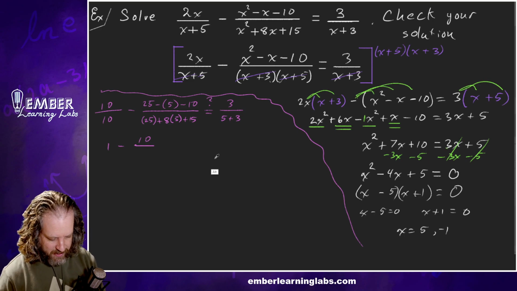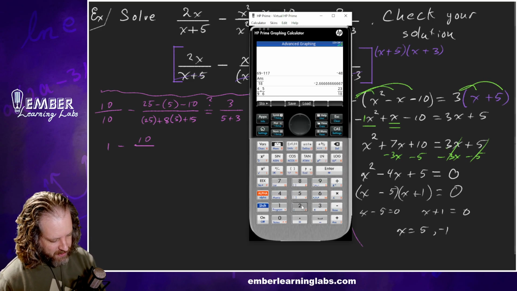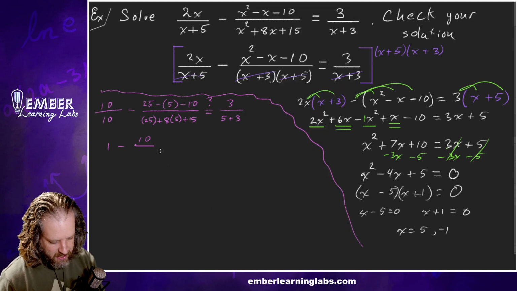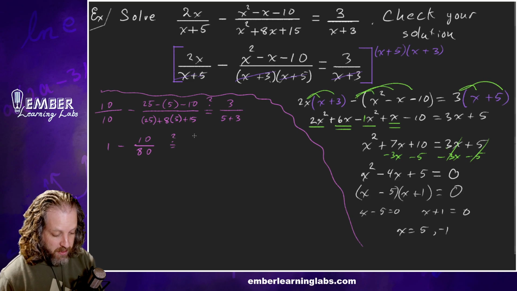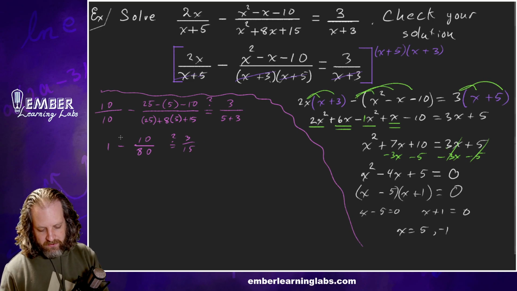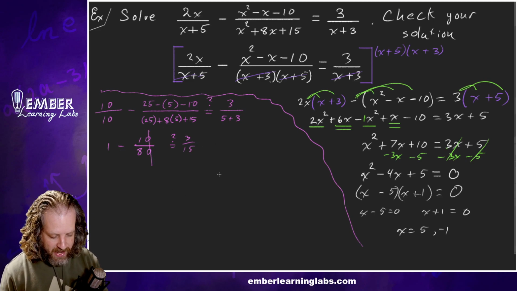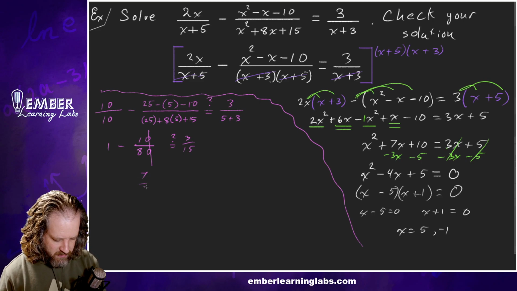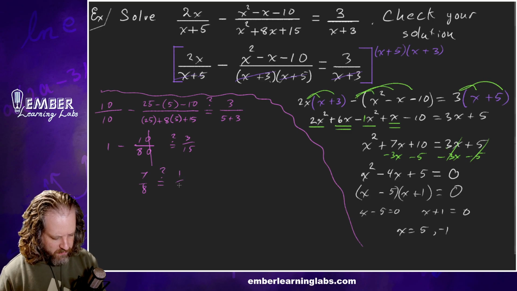I don't feel like doing that in my head. Let's chuck that in the calculator. 25 plus 8 times 5 plus 15 equals 80. Does that equal 3 over 15? It's going to reduce, right? So 1 minus 1/8 is 7/8. Does that equal 1/5? It does not.